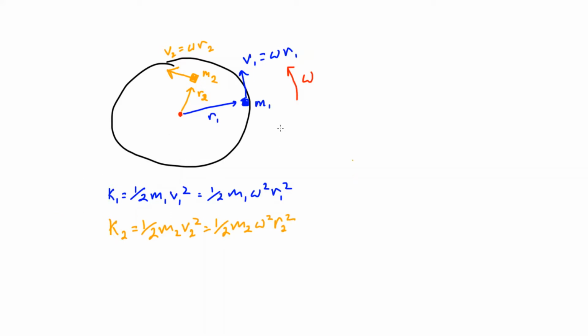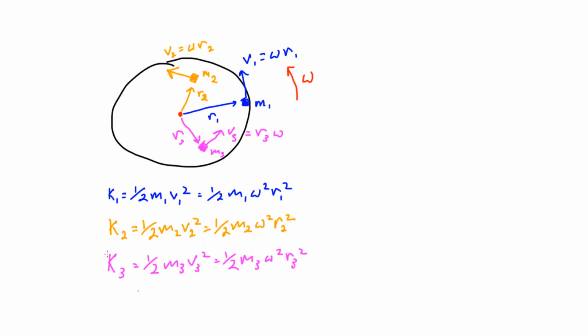And let's just do one more. Let's grab this little chunk over here. Say this is m3. This is going to be v3 equals r3 omega, and r3 is the distance of this little chunk from the center of the wheel. So finally K3 equals 1/2 m3 v3 squared, which is 1/2 m3 omega squared r3 squared.